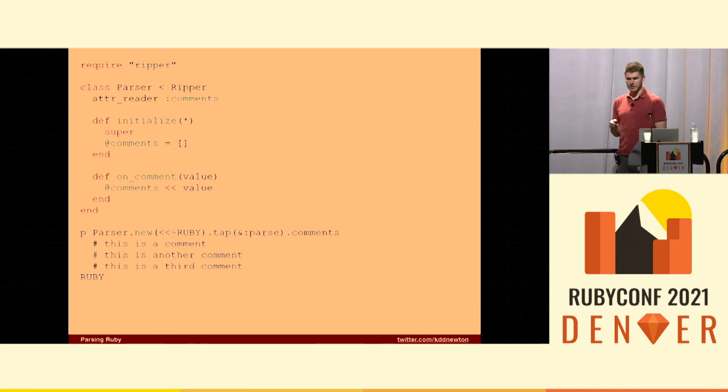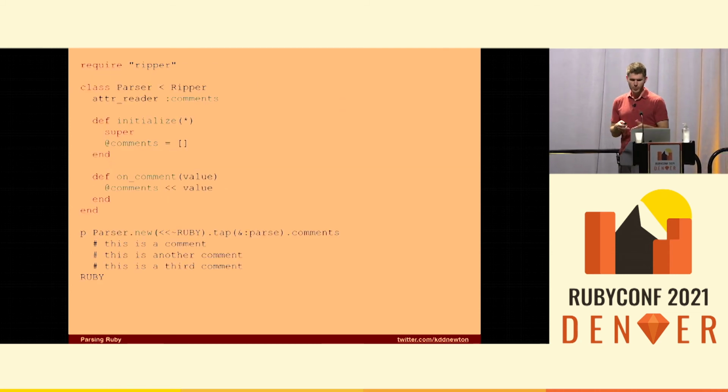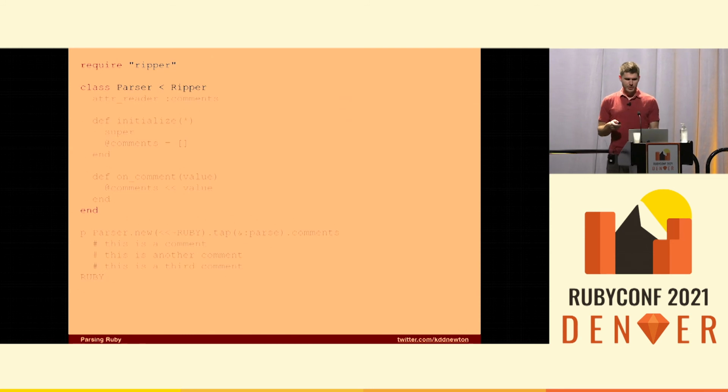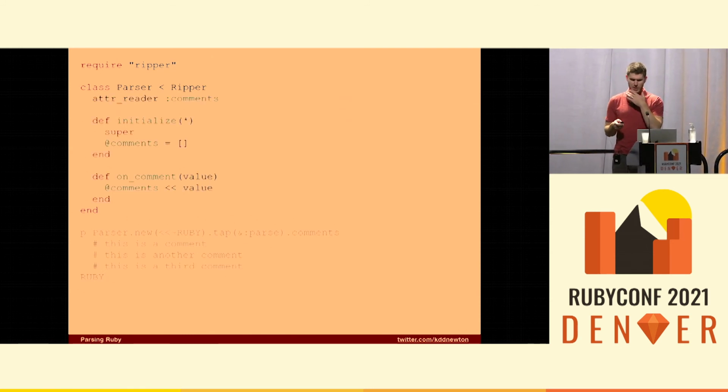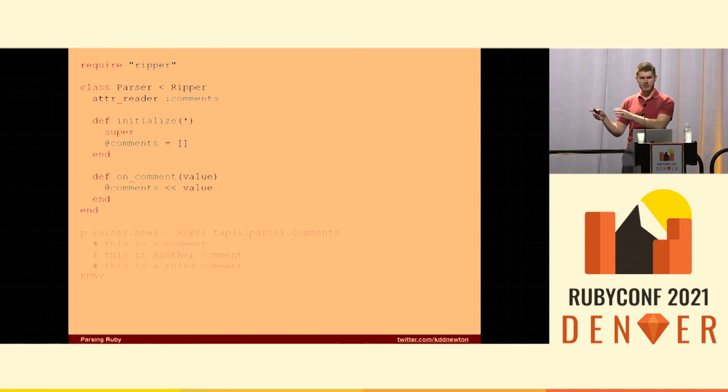Okay, so we can go and build a subclass of Ripper. We're going to build the subclass. We're going to add an attr_reader for comments. We're going to have this on_comment. This is how you handle an event in Ripper. You define this on method. There are 200 some odd methods. I will show you the link to the docs later.